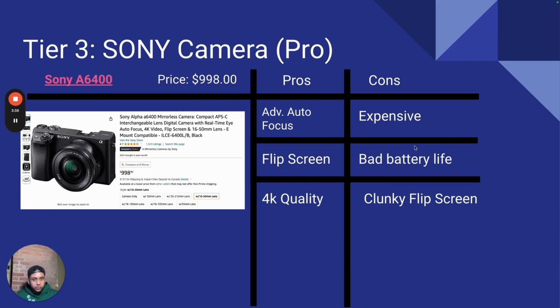So tier 3 aka option 3 is another Sony camera, but this one is a better camera for the professionals. So this is for those of you who want to spend a little bit more on a camera and invest into one. And this camera is a Sony a6400. So this camera is priced at around $998 USD.